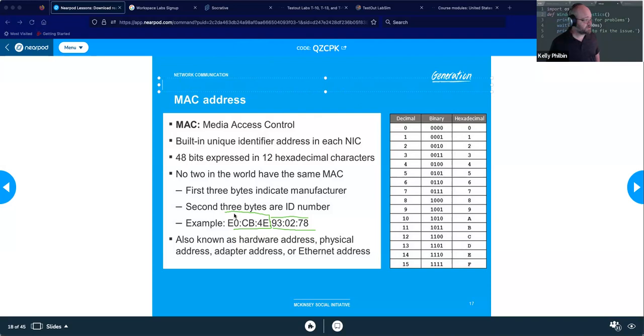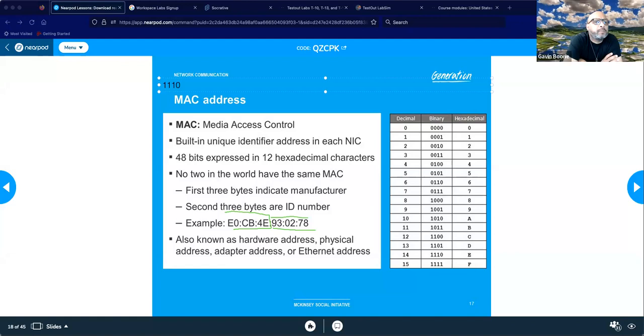So I have an E, which, if I look over here at my chart, my binary for E would be 1110. Can y'all see the 1110? Yeah, we see it. Okay. Next I have 0, which on our binary chart is 0000. Colon. My next would be C. It's 1100. B, which is 1011.